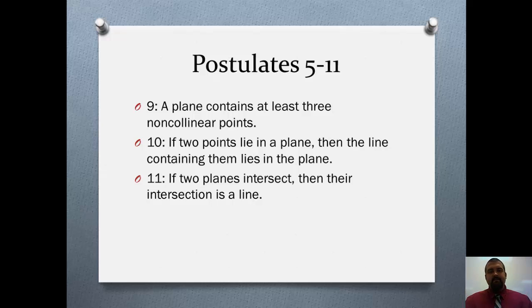And last but not least, just like we had the intersection of 2 lines, the intersection of 2 planes is going to be a line. If we think about a ceiling and the wall, they intersect at a crease. And this crease, if we allowed the ceiling to go on forever and the wall to go on forever, would become a line.